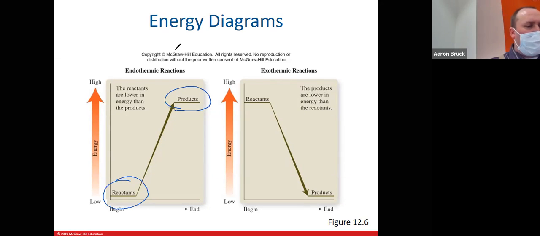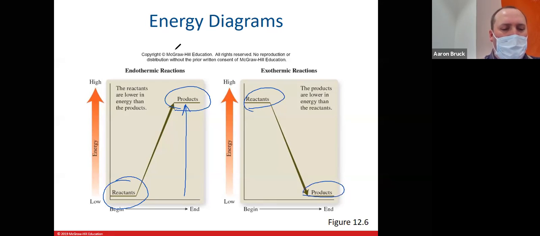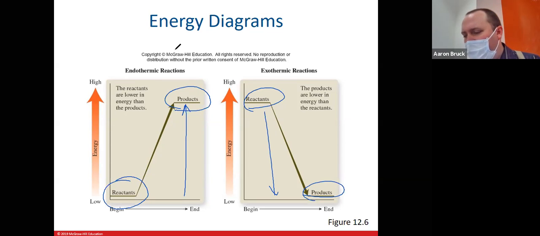When my products are of a higher energy, then we call that an endothermic reaction. When my products are of a lower energy, we call that an exothermic reaction. Now, of these two reactions, which one of these reactions would we expect to be easier to do from an energetic standpoint?